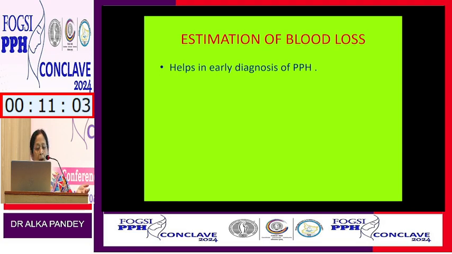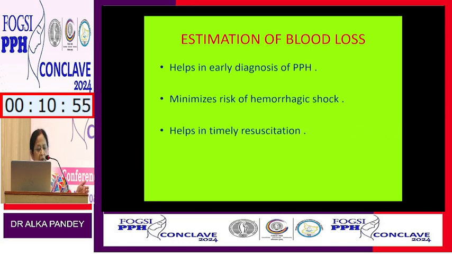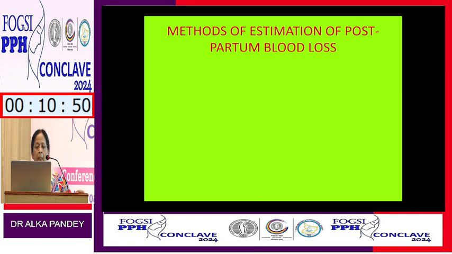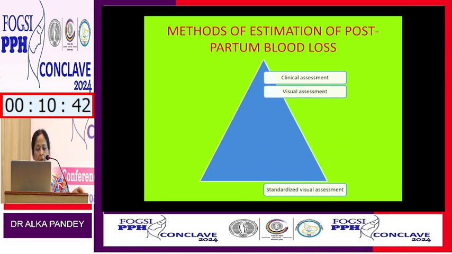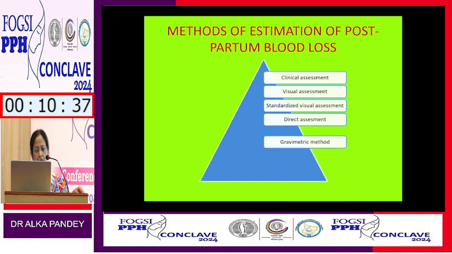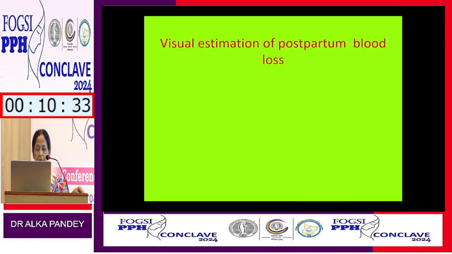So why do we need to estimate blood loss? It helps in early diagnosis of PPH, minimizes risk of hemorrhagic shock, helps in timely resuscitation, and reduces maternal morbidity and mortality. And now, what are the methods of estimation of postpartum blood loss? So, clinical assessment, visual assessment, standardized visual assessment, direct assessment, gravimetric method, photometry, and miscellaneous.